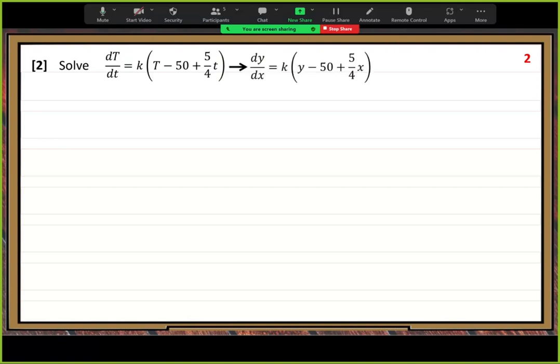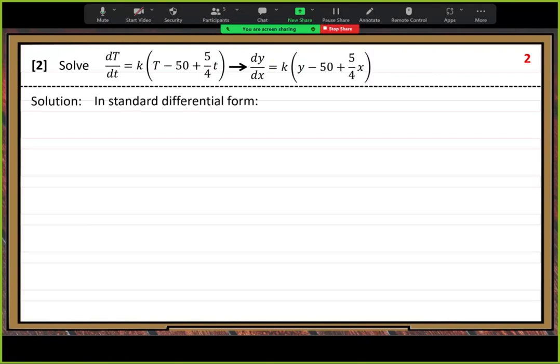First, because capital T, little t, we're not familiar with the symbols, I switch to y, x. Our usual familiar symbols, x, y. So we get this form. Then let's write the standard differential form, dx dy. Standard form. So we just copy the steps of that process here.